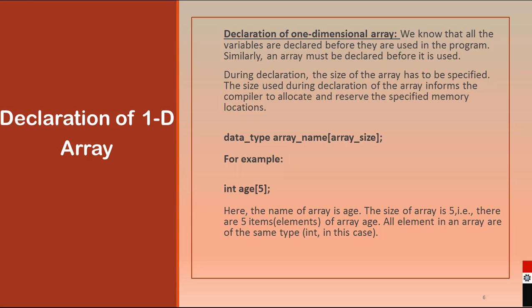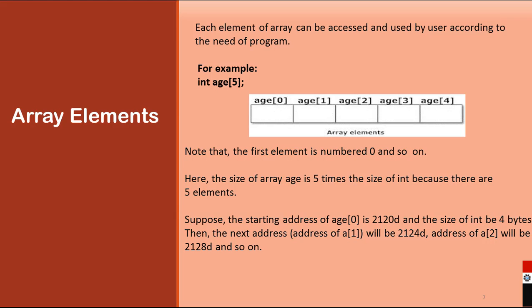Each array element is stored in a separate memory location. Each element of the array can be accessed and used by a user according to the need of the program. The first element is always stored at index 0 and the last element is stored at index size of array minus 1. Here the size of the array is 5 times the size of int because there are 5 elements.